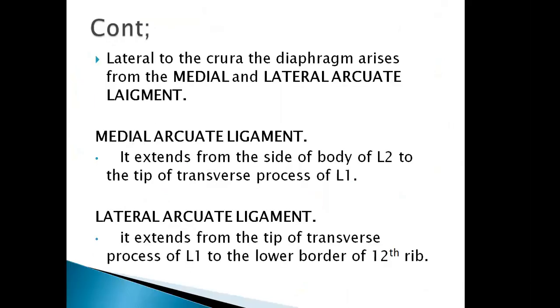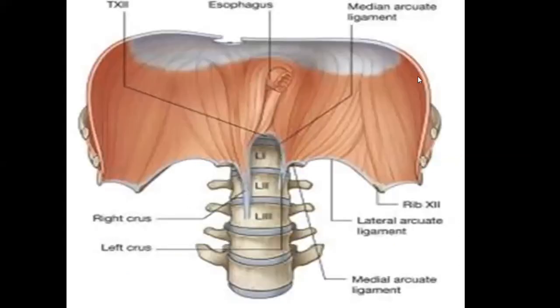Again, I'm going to repeat. The medial arcuate ligament extends from the body of L2 to the tip of the transverse process of L1. The lateral arcuate ligament extends from the tip of the transverse process of the first lumbar vertebra to the lower border of the 12th rib. Or simply, it extends from the transverse process of L1 to the 12th rib. This is the transverse process of L1. Lateral arcuate ligament extending from here up to the lower border of the 12th rib. I hope it's clear now.